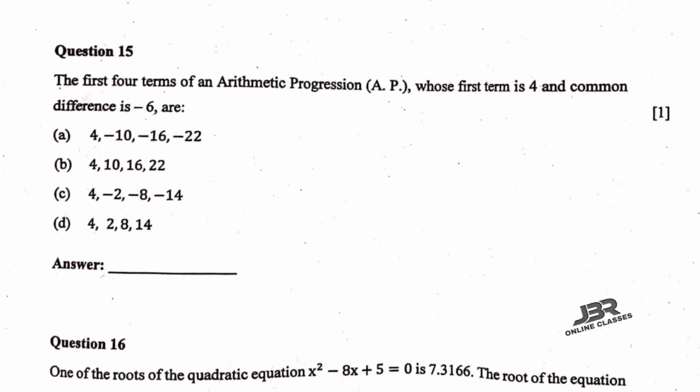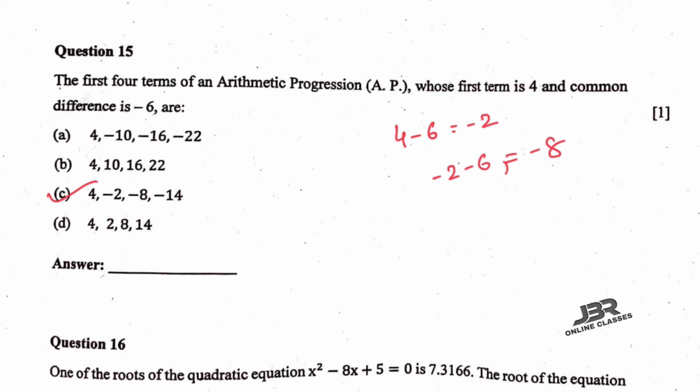Now 15, the first four terms of an arithmetic progression whose first term is 4 and common difference is minus 6. So your answer will be 4, minus 2, minus 8 and minus 14. As your first term is 4, so 4 minus 6 will definitely be minus 2, then minus 2 again minus 6, that equals minus 8.